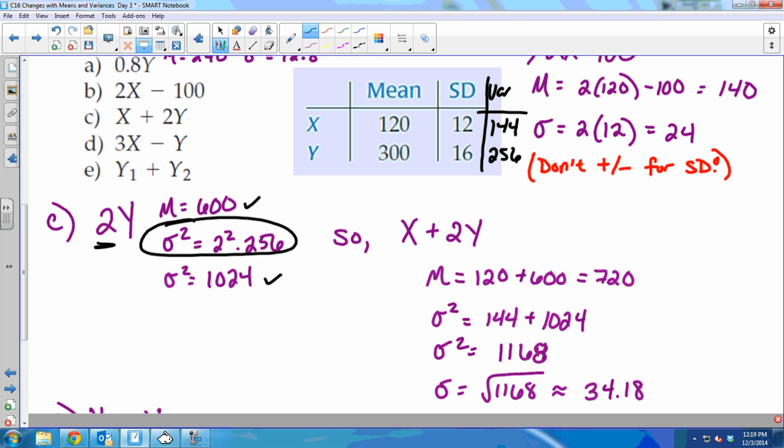Questions about C? Things we're still confused about? What step are you confused about?